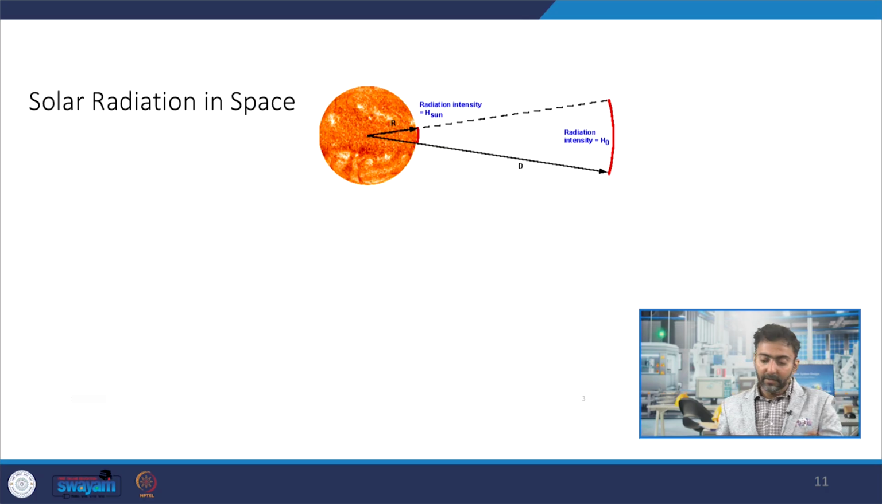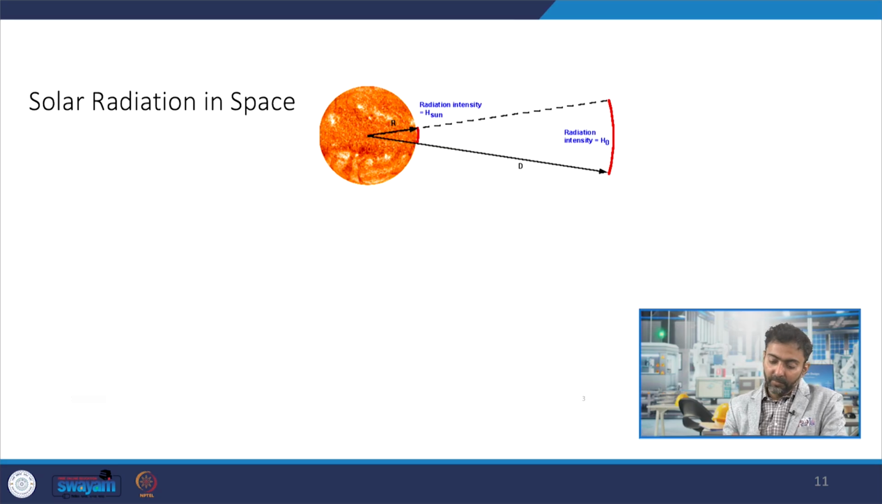To quantify this, let us look at this very simple schematic. Suppose we have the sun disk here, and the radius of the sun is given here as r, and there is a radiation intensity, the surface luminosity of the sun, just at the photosphere, at the surface of the sun, which is given as H sun. Now we want to estimate what would be the radiation intensity at a distance d apart. In this figure, we have indicated that as H naught.